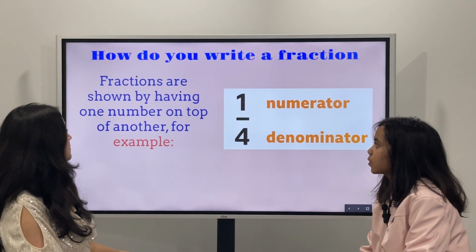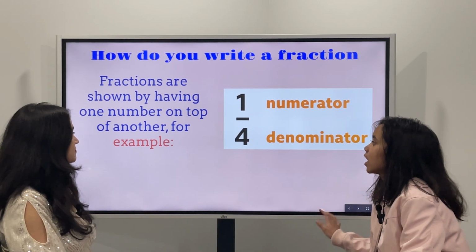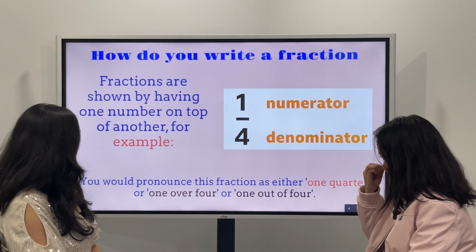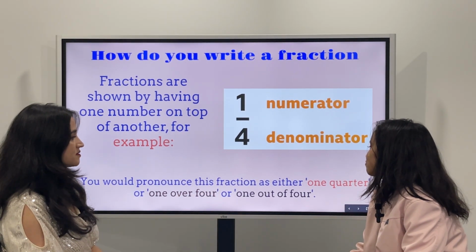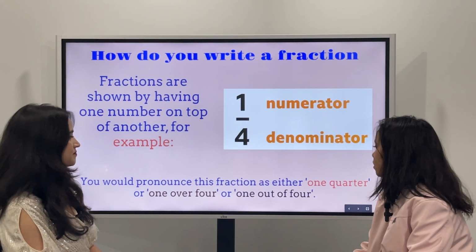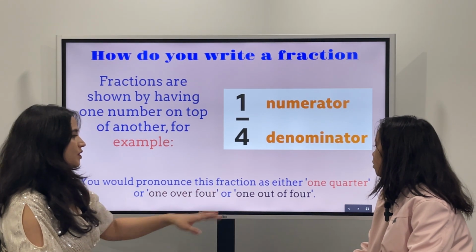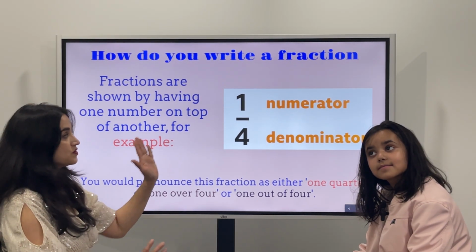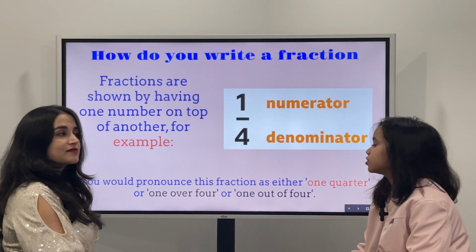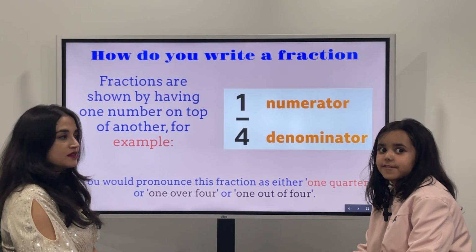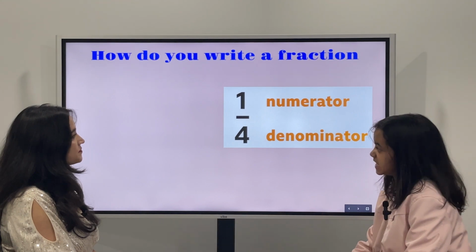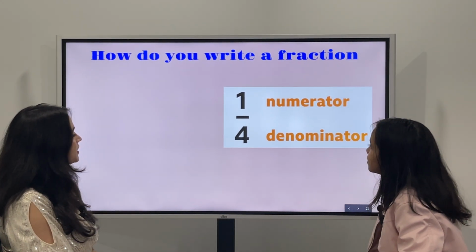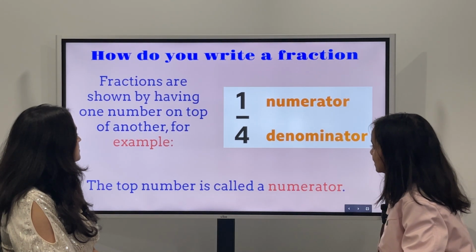Fractions are shown by having one number on top and another below. For example, we just did an example there. Okay, move to next. We'd like to pronounce this fraction as either one quarter, or 1 over 4, or 1 out of 4. So there are various ways to say that fraction. And then there's also 1/4. Next. We don't need to read that. That's the same thing.